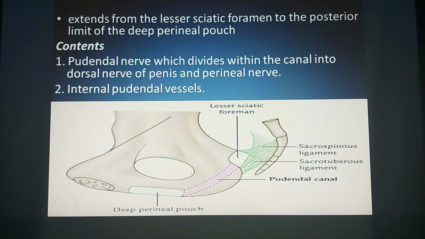It extends from the lesser sciatic foramen to the posterior limit of the deep perineal pouch. This is the pudendal canal. Contents of this pudendal canal: pudendal nerve and internal pudendal vessels. These are the contents which are present within the pudendal canal.